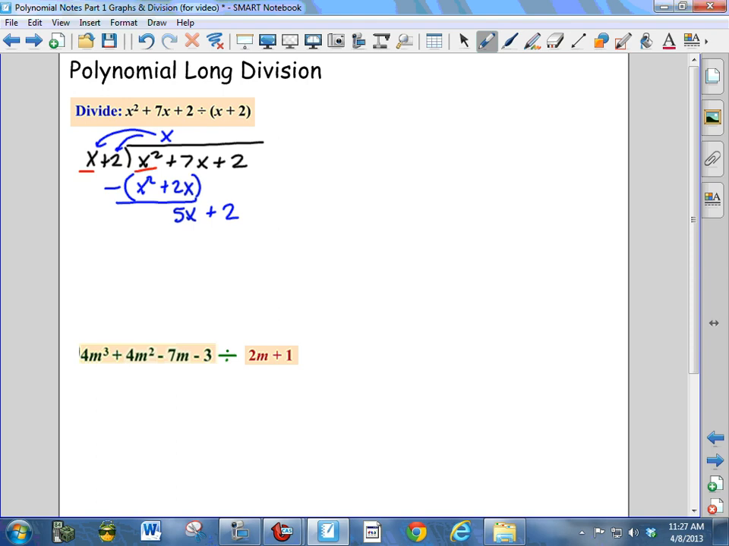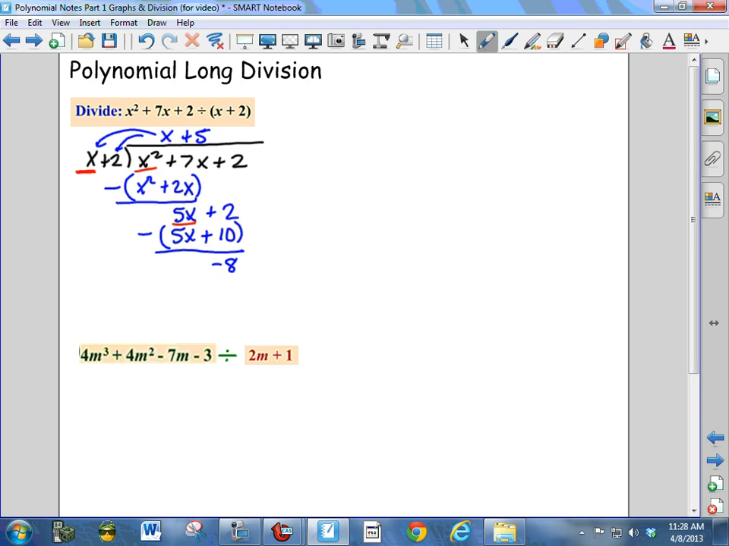Then I think, what do I have to multiply x by to get 5x? Well, I have to multiply it by 5. So I add plus 5 here. And then I take 5 times the quantity x plus 2, which would give me 5x plus 10. Subtract the whole thing, and that's what you're going to forget the most, is to remember to subtract the entire thing, both terms. 5x minus 5x is 0, and 2 minus 10 is negative 8. So I have a remainder here.